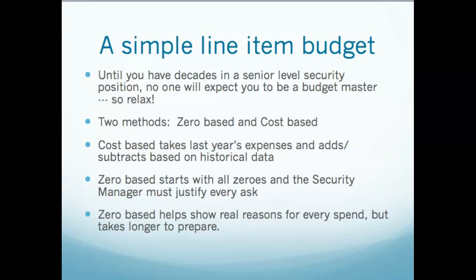But the more you know about it, some exposure to it, hearing it and hearing the terms not for the first time will lessen your anxiety, and that's a good thing. So a simple line item budget is just that. It has a line for what you're going to spend the money on and a line for the amount that you expect to spend on that item.